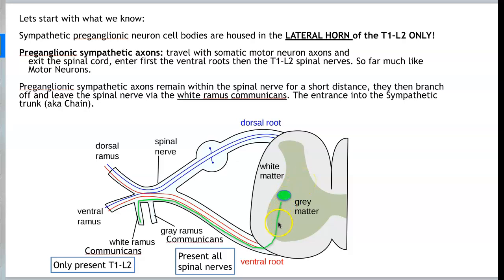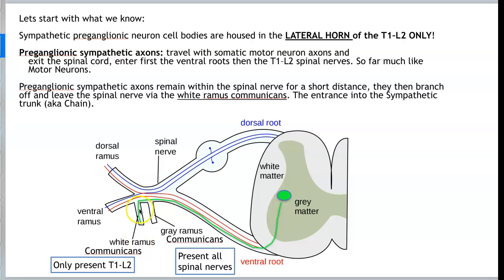These preganglionic axons travel with the somatic motor neuron axons. Remember, the somatic motor neuron's cell body is in the ventral gray matter. So this preganglionic sympathetic axon is traveling with the somatic motor neuron axons in the ventral root. It's going to go into the spinal nerve, just like the somatic motor neuron axon, but it's going to leave the spinal nerve through an off-ramp called the white ramus communicans.